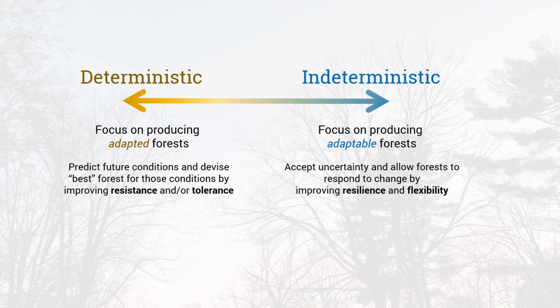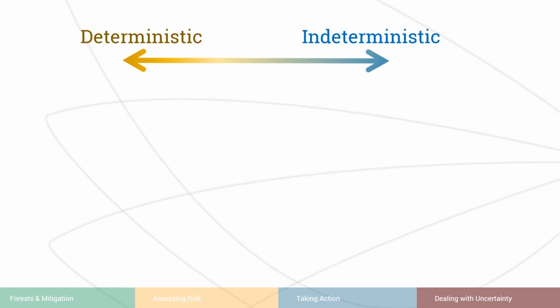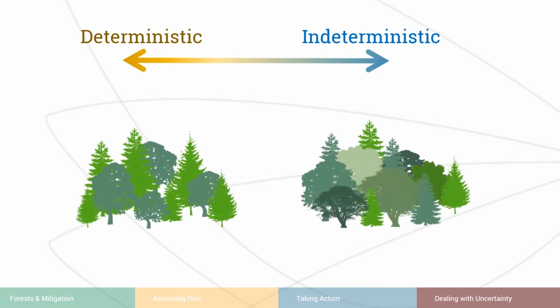The deterministic approach is often successful in shorter 10 to 15-year planning horizons and in less complex systems, whereas the indeterministic approach is often the most appropriate strategy when there's a high degree of uncertainty. Ultimately, the ability and desire to implement one approach or the other will depend on management objectives, risk tolerance, and planning horizon. We can illustrate the difference with the example of species selection.